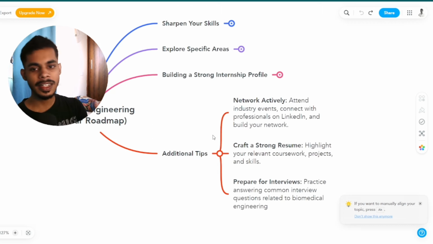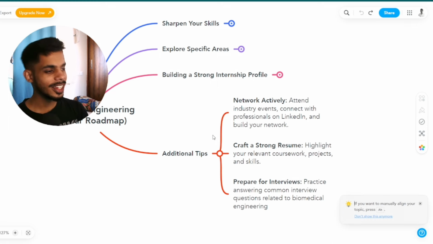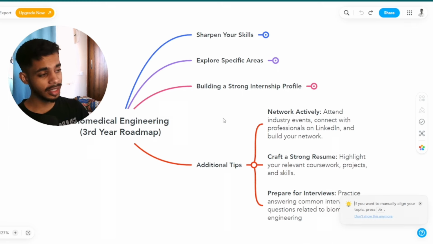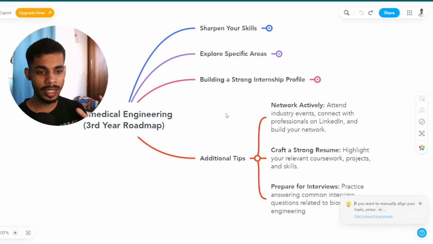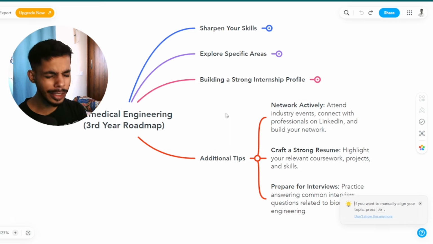Finally, the last tip I have for you as a third year is to network actively. Attend as many events as possible, as many workshops as possible, as many hackathons or ideathons as possible. Craft a strong resume, and add each and everything that you're doing in your college to your resume, because by the end of fourth year, you should have a crazy resume, which should be at least 4 pages.